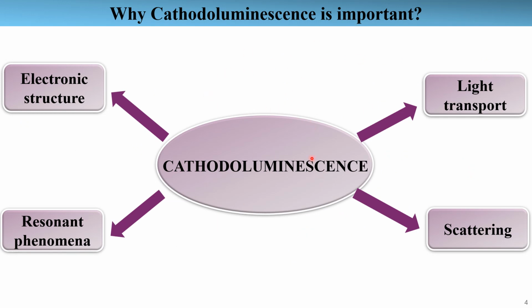Why is cathodoluminescence important? It has many applications. Cathodoluminescence emission can be used to explore many fundamental properties of matter. It can be used to study light transport, scattering, structure of materials, electronic structure of materials, including semiconductors like band gap and defects, resonant phenomena, and much more.